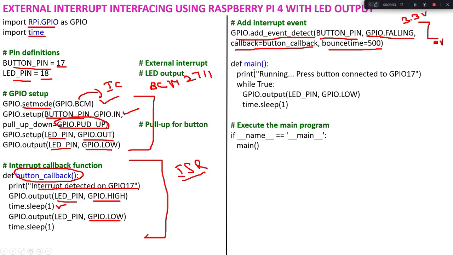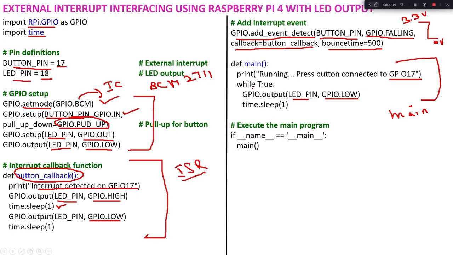We define our main program by saying "running, press button connected to GPIO 17", and since our embedded system is going to run continuously, this is the main program. This is the main program which will be executed by the CPU. In the main program, what happens? The LED is in off state, and it is continuously running in a while loop. So the LED will always be in off state.